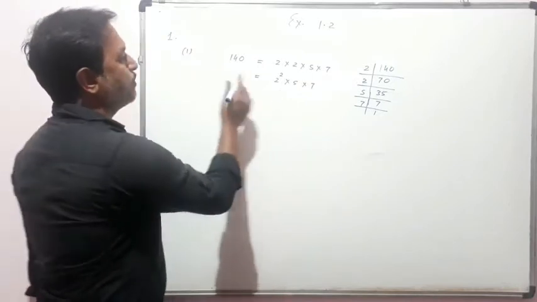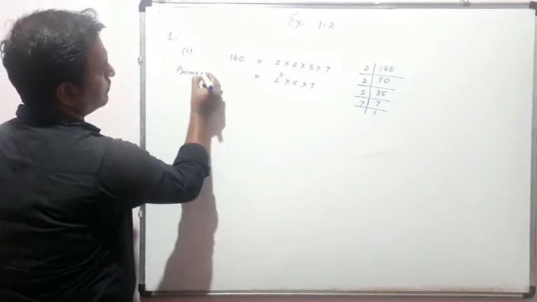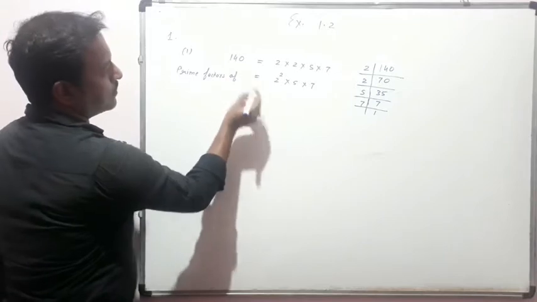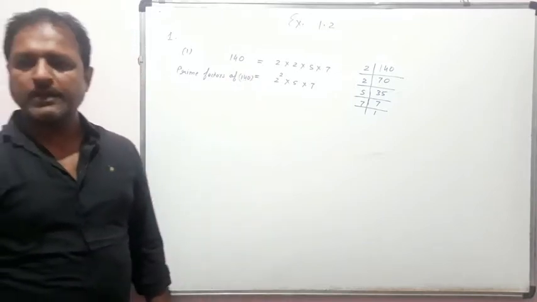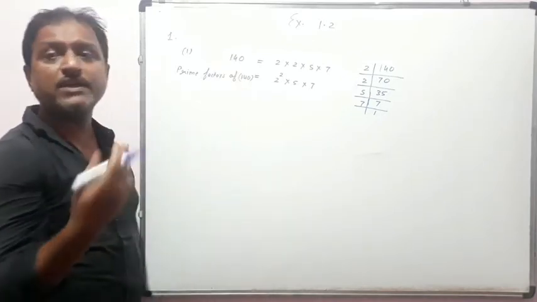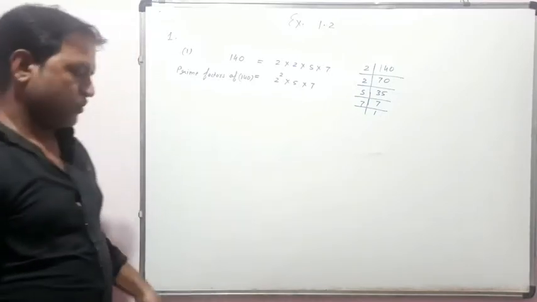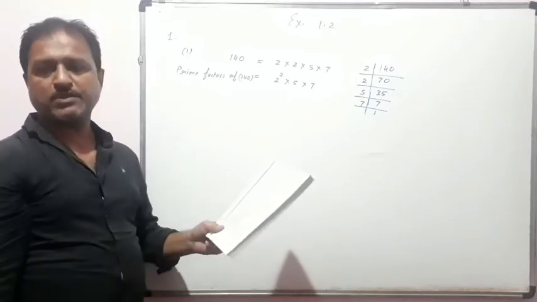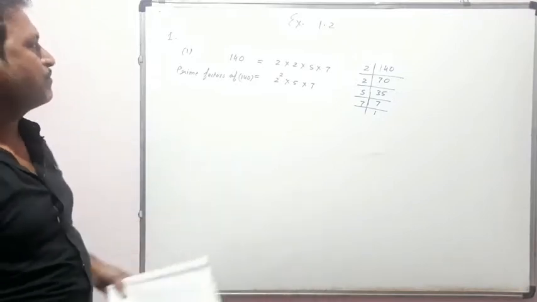This is called the prime factors of 140. Clear? So this is how we can convert a number into its prime factors. Clear? So in question number 1, you have to find prime factors of other numbers, which is your homework. Okay, now we see the second question.